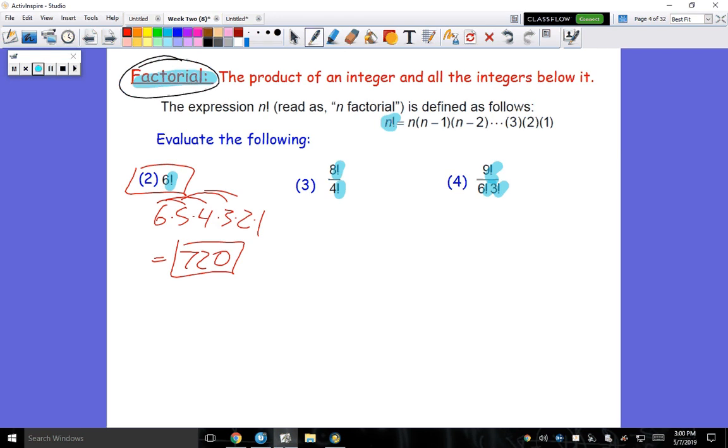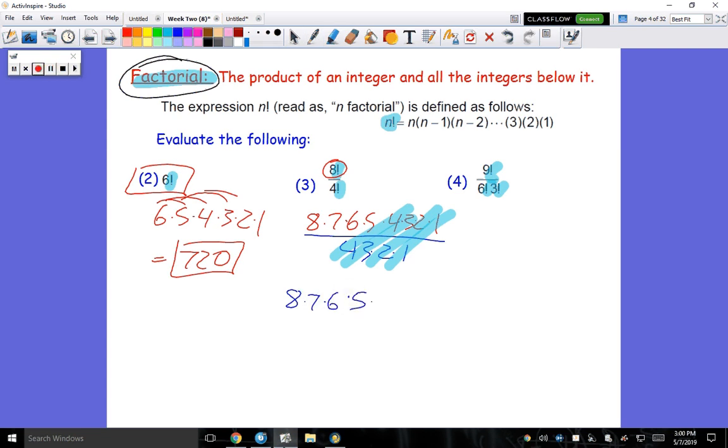8 factorial. Look at this. It is 8, 7, 6, 5, 4, 3, 2, 1. The bottom one was 4, 3, 2, 1. And notice the cancellations, the cancellations of forms of 1. The way I would want you to write this out on the test is like this. 8, 7, 6, 5. And then I know the rest is 4 factorial.